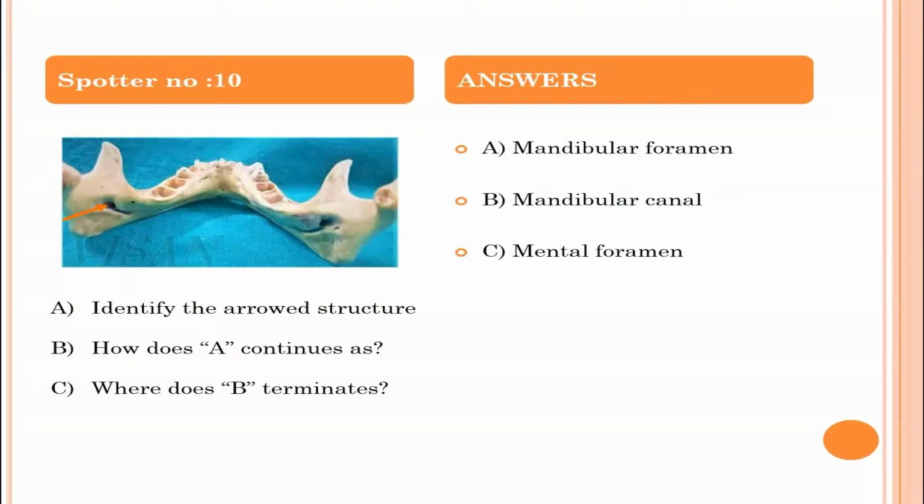Spotter number 10. The arrowed structure is mandibular foramen. So here you may get confused whether it is a mandibular foramen or a mandibular canal. So you should read the B subdivision. It is asking how does A continue as. So A should definitely be the mandibular foramen because the mandibular foramen is the one which continues downwards as mandibular canal, and the mandibular canal terminates at mental foramen.